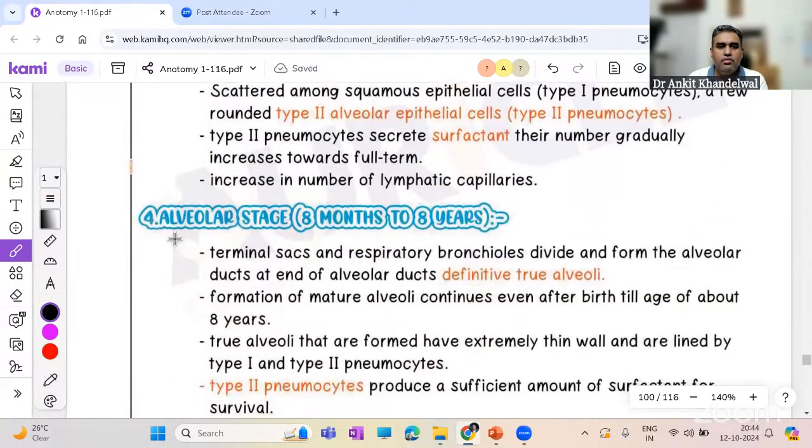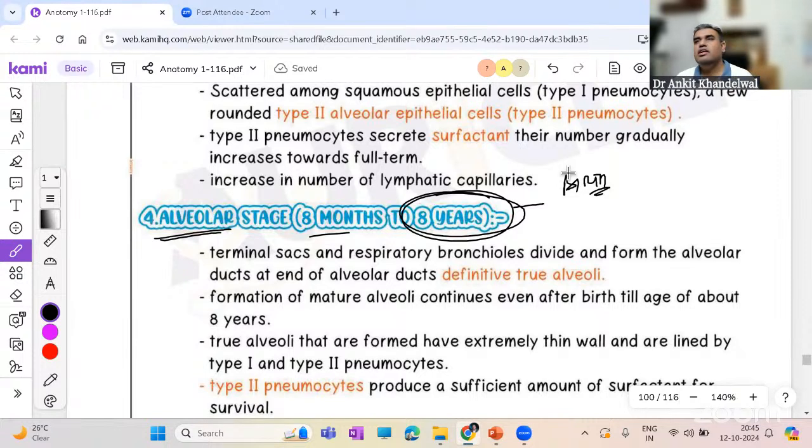Finally, we have the alveolar stage. Now, remember, this stage goes up till 8 years of age. Even after birth, the number of alveoli slowly keep on increasing. It is not that X number of alveoli present at birth is the maximum number of alveoli that body will ever have. Up till 8 years, the number of alveoli do increase, right?